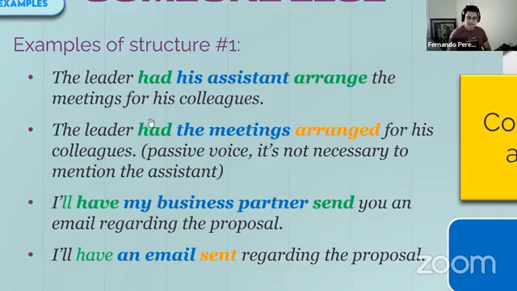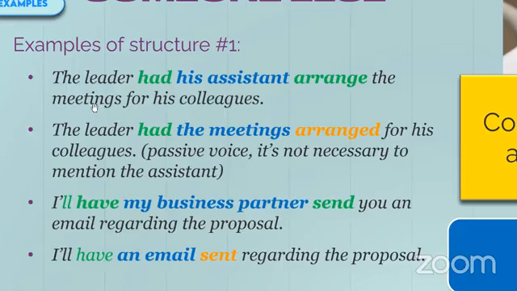The leader, which is the subject, then have or get, and then what is this? It's the other noun. You see? It's not a person, but it's the thing that is delegated. Read the first example. The leader had his assistant arrange the meeting for his colleagues. What will the assistant arrange? The meetings. Now look at this second example.